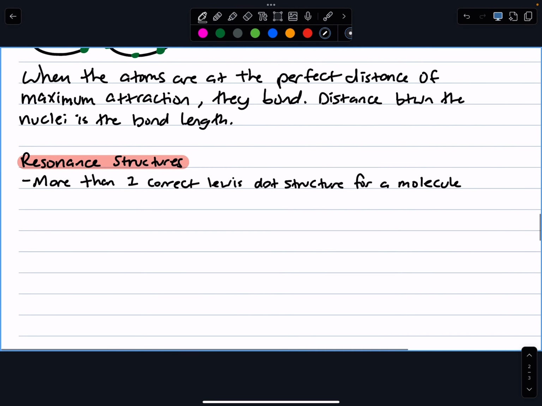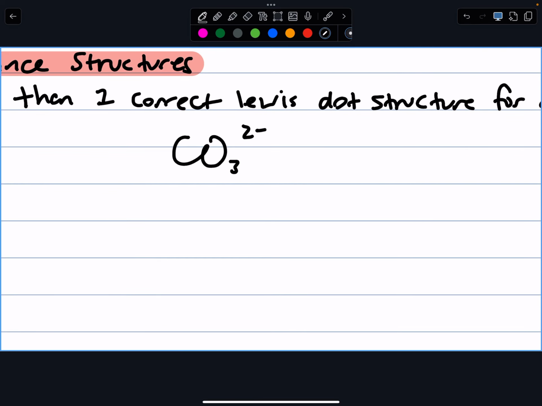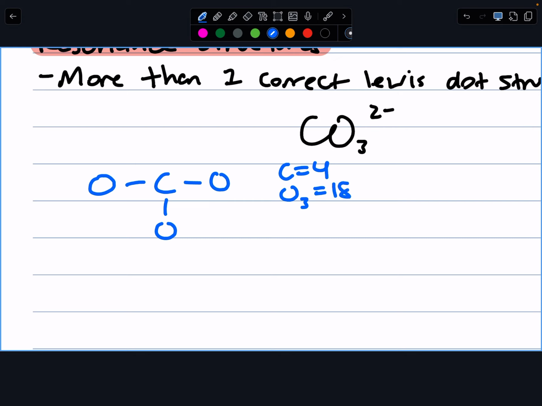So let's look at an example together. CO3, 2 minus. We draw this guy a lot. The Lewis dot structure for him, I would have 1 carbon in the middle with 3 oxygens, right? You guys agree? Carbon has 4 valence electrons. Oxygen has 6, but there's 3 of them, so it's 18, giving me a total of 22, correct? I'm going to subtract the bonds, so that's 2, 4, 6, giving me how many left over?